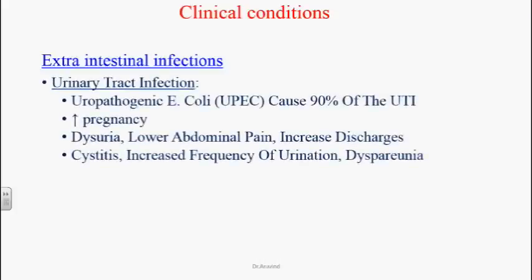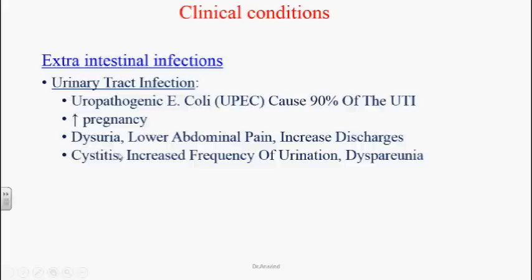Clinical conditions: extraintestinal infections, that is urinary tract. The most common cause of urinary tract infection is E. coli, and especially the uropathogenic E. coli strains can cause UTIs, which can produce PPLs. Uropathogenic E. coli can produce PPLs because they always carry a plasmid which has a gene that helps in the production of PPLs. 90% of UTIs can occur by E. coli, and a higher incidence we can see in pregnant women.